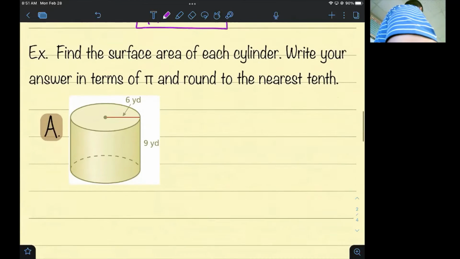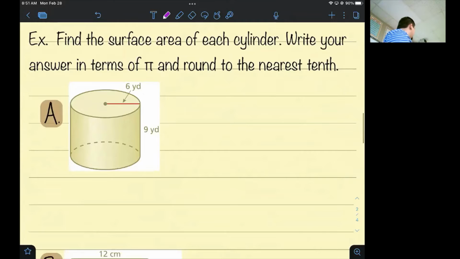Look at our next one here. It says find the surface area of each cylinder. Write your answer in terms of pi and round it to the nearest 10th. In terms of pi, that's going to be our shortcut. Let me show you how writing it in terms of pi saves you some time.